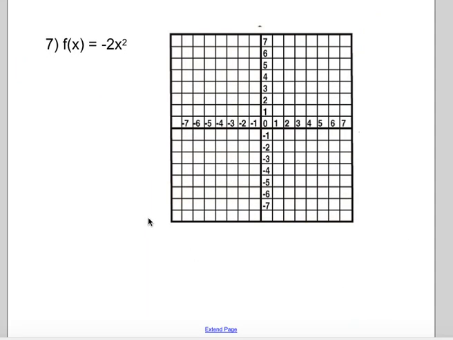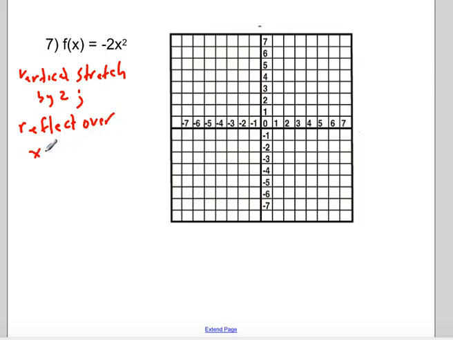Now we wanted to add one more where you've got a negative on the outside. If you remember what the negative does, it flips it upside down. So we've got two things going on here. We've got a vertical stretch by 2, and we've got a reflection over the x-axis. So what does that mean? Again, we're not going to change where we're at. It's still going to be there at 0, 0, but it's going to be upside down.